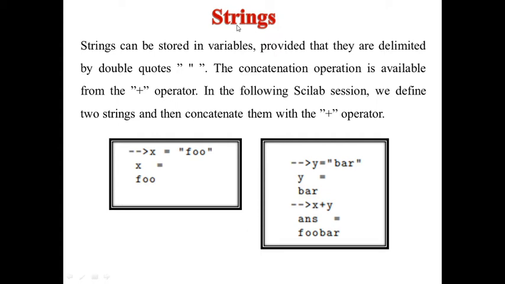Already you know strings can be represented with double quotes, right? Like this. The concatenation operation can be represented by the plus operator. Here you can see in the example, there are two variables x and y. In x we have the value foo, in y we have the value bar. So when you give x plus y, you will get the answer foo bar. Clear? So this is called a string variable. Like this you are going to declare a string variable and use this concatenation operation.